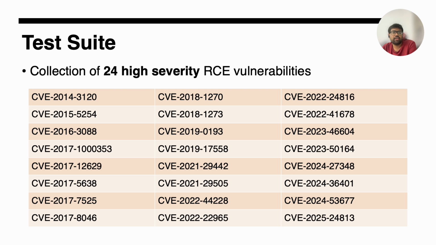Now, to validate our tool against real-world vulnerabilities, we developed a collection of 24 high-severity RCE vulnerabilities. They span a wide range of Java frameworks and attack vectors. And each of these vulnerabilities has been set up as a Docker environment with an exploit script so that it can be easily verified whether the instrumentation blocks the attack or not.